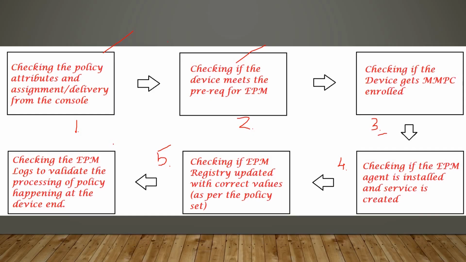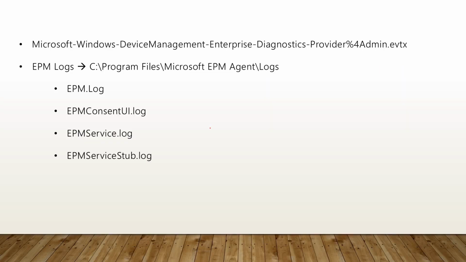And if that has happened, then step 6 would be taking a look over the logs. We have already seen the logs. These are the list of logs that we spoke about. We can check the EPM log, the EPM service log, the consent UI log, and the service stub log to find out what exactly is happening and why exactly the application is not getting launched in the admin context, assuming that everything in the previous 5 steps was correct.